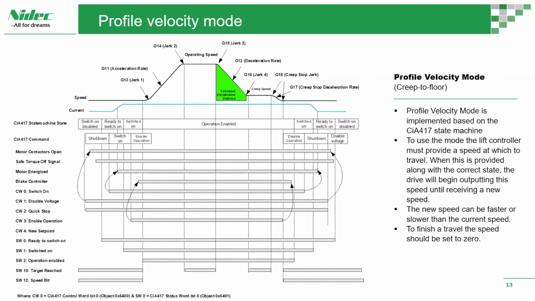The lift controller provides a speed, target speed basically, target velocity at which to travel. When this is provided in the correct state of the state machine, then the actual travel will begin, and the drive will output the requested speed until there's basically a new one. The new speed can actually be faster or slower than the previous one, and then ultimately the travel is finished when the speed is set back to 0. So all of this is actually profiled out and controlled by the controller. The drive just implements.